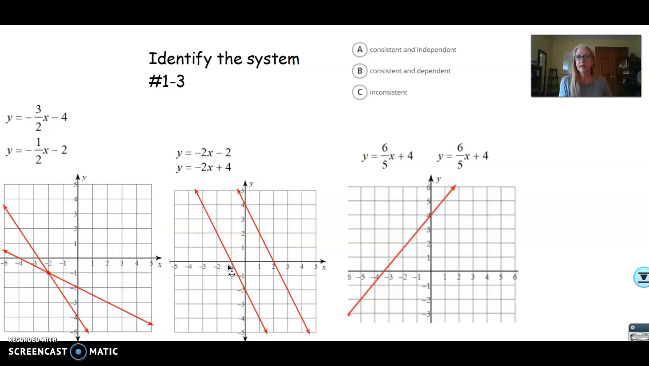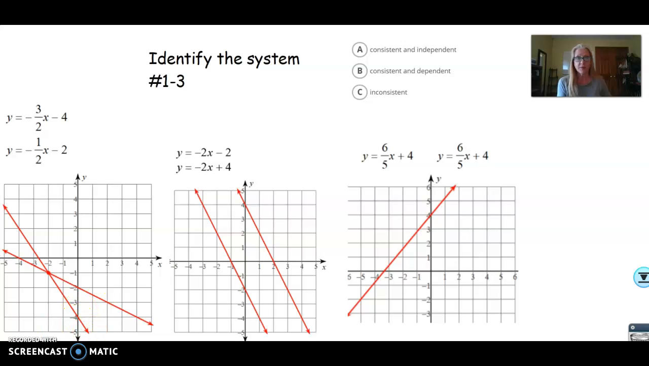Your only other decision is which one of these is consistent and independent and which one is consistent and dependent. Think about independent, going your own way, doing your own thing, right? These two lines in this first problem are going their own way, but they do intersect at one point. They are consistent and independent. This looks like one line, but if you look, these equations are identical. So these are really two lines, one line right on top of the other one. This is considered consistent and dependent because they do exactly the same thing as each other. Okay, so that's problems 1 through 3.